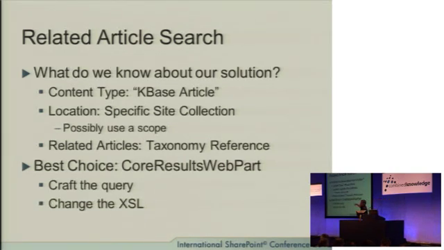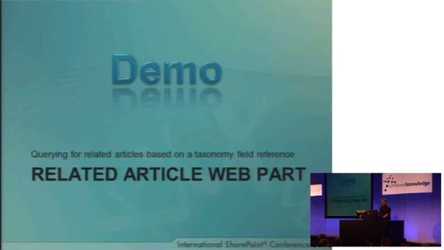So our best choice is the core search results web part. We have to craft the query, which is not very difficult because Paul set up a little data manager for me so that once I get the ID of the current article, I can go out and get the taxonomy ID so I can execute my query. And then I'm going to do a little trick to change the XSL just so it looks a little bit better.